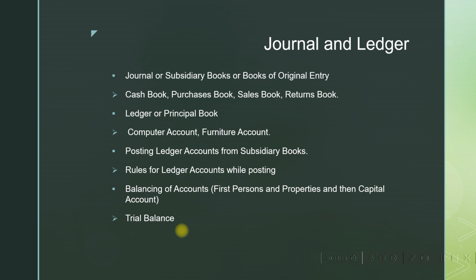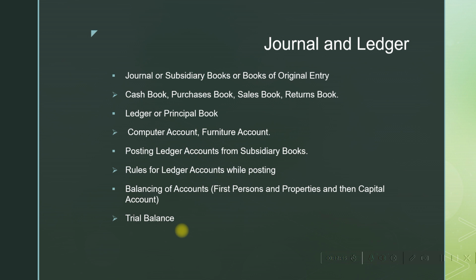Personal accounts may be accounts of persons, creditors or customers. What is a nominal account? A nominal account is income, expenses and losses. And what is a real account? Real accounts are properties and assets. As I was explaining, for personal accounts the rule is debit the receiver and credit the giver. For nominal accounts, it is debit all expenses and credit income and gains. And for real accounts, it is debit what comes in and credit what goes out.